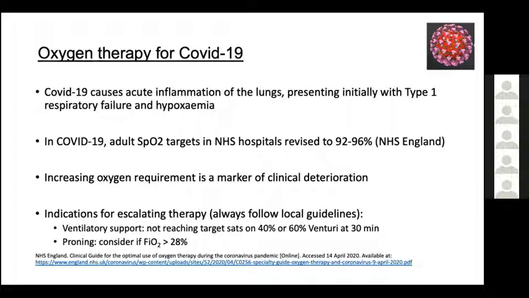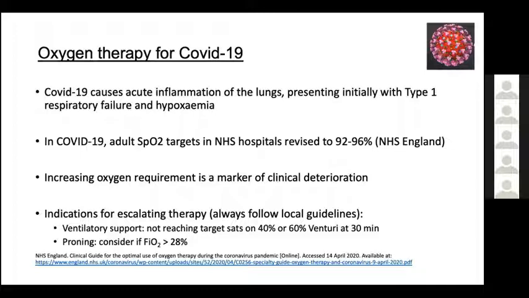But for example, if a patient was on the top end Venturi, so a 40% or a 60%, and after 30 minutes you can't get them to those target sats, that would clearly be a reason to consider getting support in for further interventions. And then proning, I'm just going to talk about in a second, because I know we discussed that last week. But the Intensive Care Society has suggested that if a patient has an FiO2 requirement over 28%, then you might want to consider conscious proning.